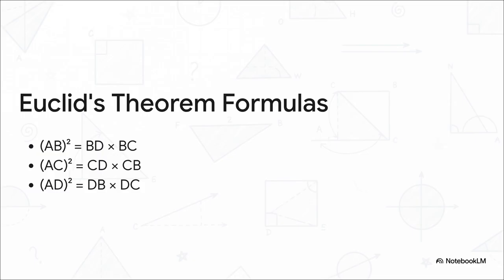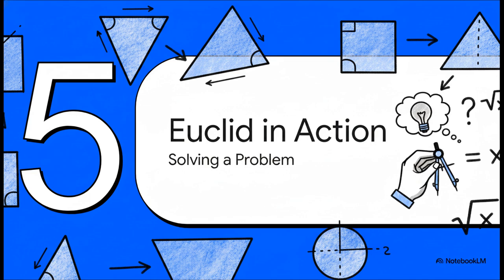Euclid gave us these incredible formulas that connect all the pieces. So look at the first one. It says that the square of the side AB is equal to its projection BD times the entire hypotenuse BC. The exact same idea works for the other side, AC. And that third formula? That one connects the altitude itself to the two little projection pieces. It's just so elegant. Okay, the theory is cool and all, but let's get our hands dirty and see how this thing actually works. We're going to take a problem and use these formulas to solve it, step by step.